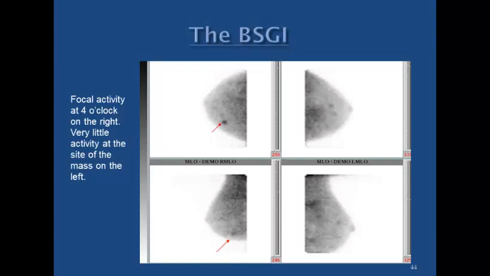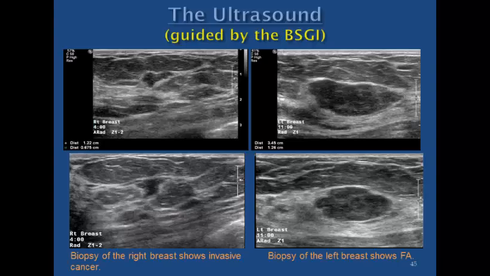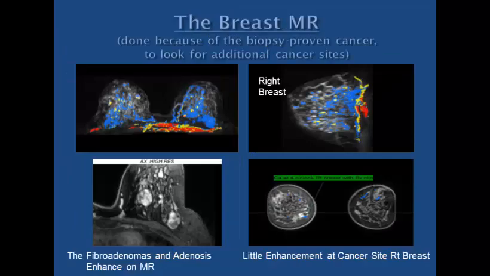And the nuclear medicine evaluation shows this focal abnormality at 4 o'clock in the contralateral breast and only very little activity, actually, in these very large masses that were contralateral. By ultrasound, that's what they look like. And by MRI, this is what the MRI looks like.